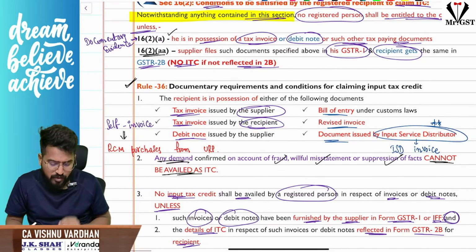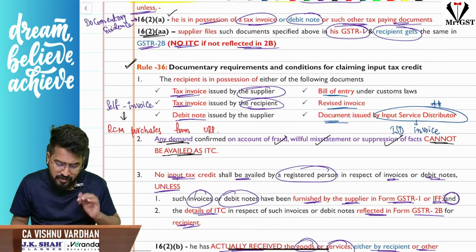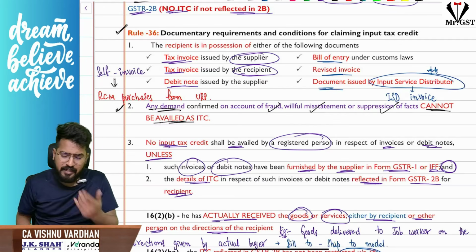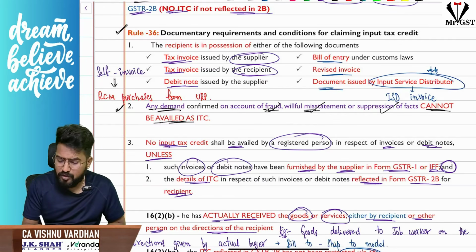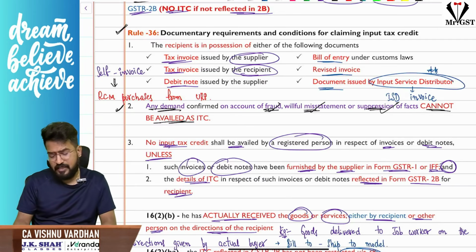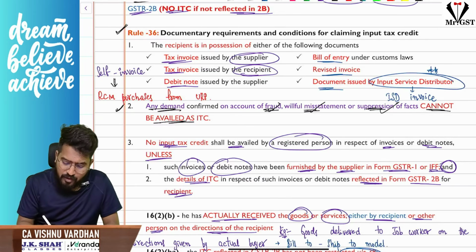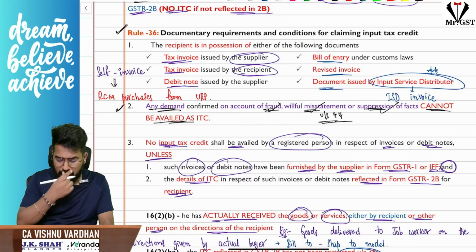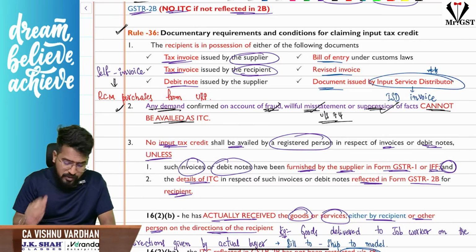And one more thing, sir: along with these documentary details, any demand that is raised on account of fraud or willful misstatement or suppression of facts cannot be availed as ITC. So if this is done on account of fraud or willful misstatement, suppression of facts, all the stuff under section 74, then also you cannot avail ITC on that. That is another point.